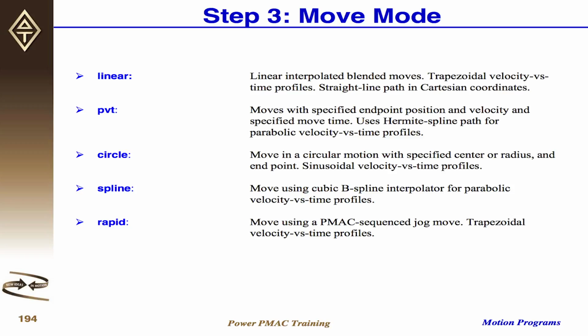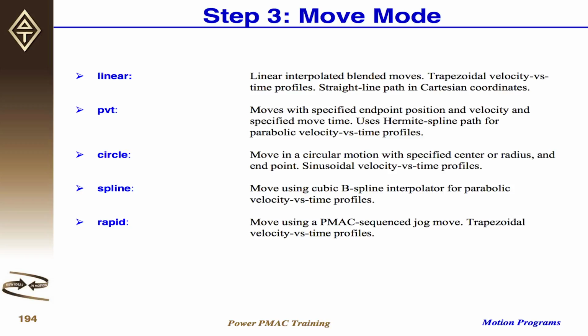Next is the PVT move mode. This allows you to specify an endpoint position, endpoint velocity, and amount of time to take from current position to the endpoint. This allows for the greatest control over your path because you're guaranteed always to pass directly through the programmed endpoint position. This is not the case for linear mode. Linear mode will always blend to the inside of programmed positions. PVT will use a Hermite spline path for parabolic velocity versus time profiles, which is a form of cubic spline and produces a very smooth velocity profile.